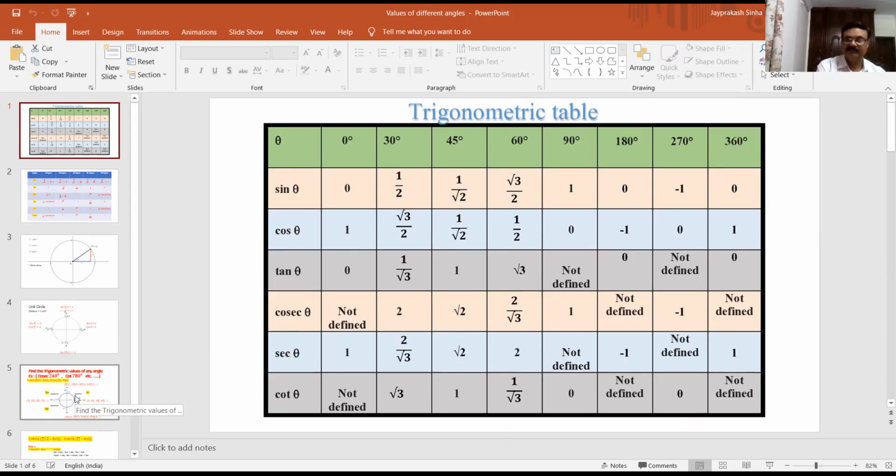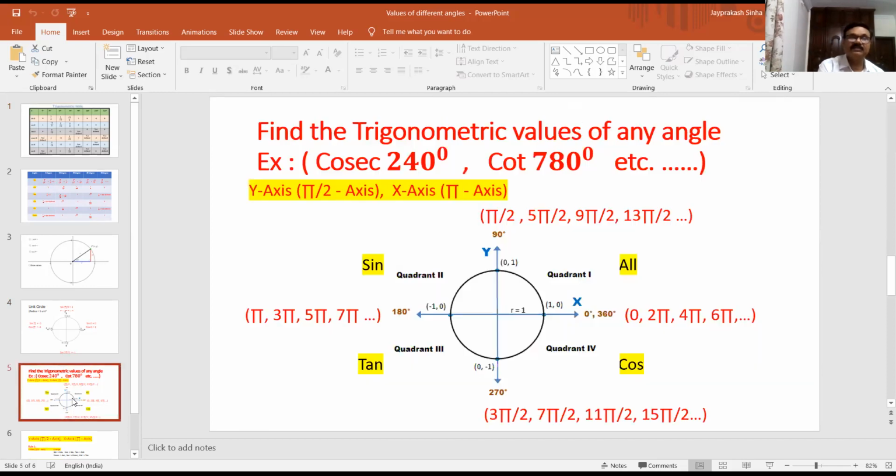Any angle means if somebody tells you to find the values of 1110, very easily you can find. If somebody tells you to find the values of 240 degree, that also you can find very easily. If somebody tells you to find the value of cos 240 degree or cot 750 degree, then also you can find it very easily. That we are going to learn in this lesson. But for that there are some rules, so you will have to remember these rules. So I will tell you carefully. Carefully you learn what I am telling you.